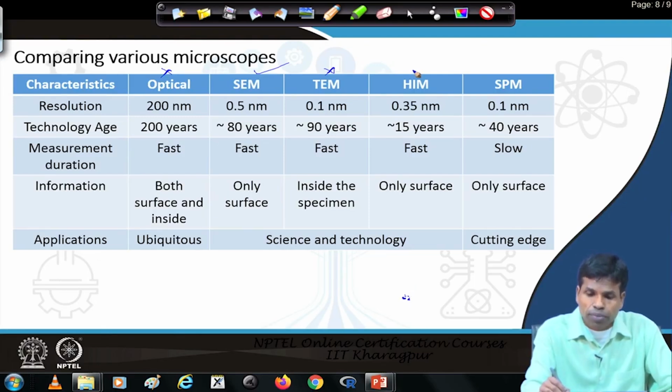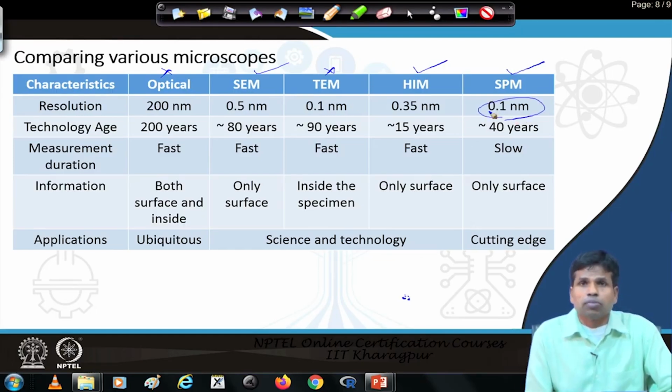On the other hand, the helium ion microscope we discussed has a resolution of 0.35 nanometer, better than the scanning electron microscope, no doubt. And then in scanning probe microscopy, you will see the resolution can be as good as TEM or better than TEM, 0.1 nanometer. 0.1 nanometer means 1 angstrom. We can get the information at the sub nanometer level.